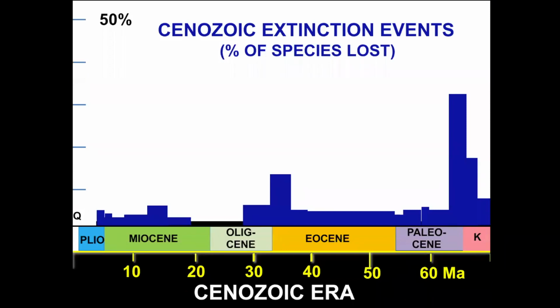The Cenozoic, and you see we've had a time change here. We've changed our scale. We're now looking at tens of millions of years. And after that big extinction event at the end of the Cretaceous, there's only one real extinction event that occurs during the Cenozoic.